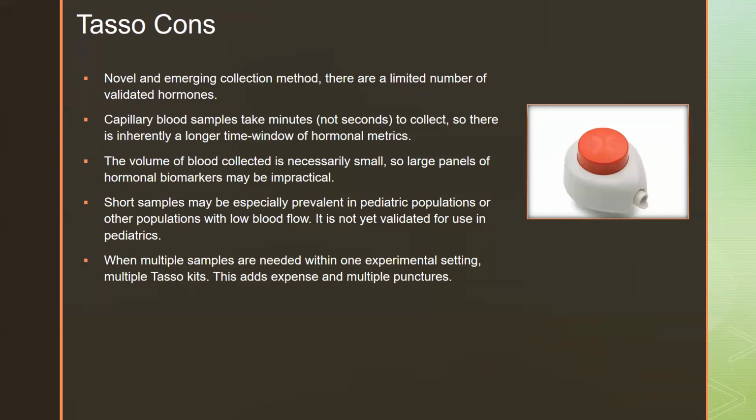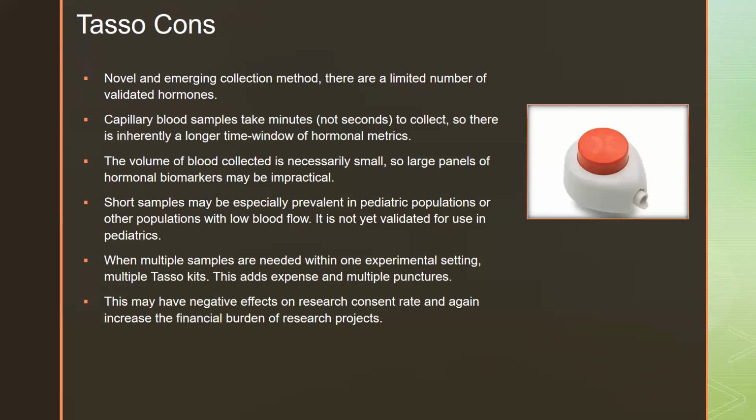When multiple samples are needed within one experimental setting, you need multiple TAZO kits. So this adds expense and also multiple punctures, which your participants might not like. Again, it could have a negative effect on research consent rate, especially if you're thinking about a longitudinal study where the participant has to do multiple punctures. Is it easier and financially a better idea just to have the participant come in and do one blood draw that gets you everything that you need? It depends on your question.